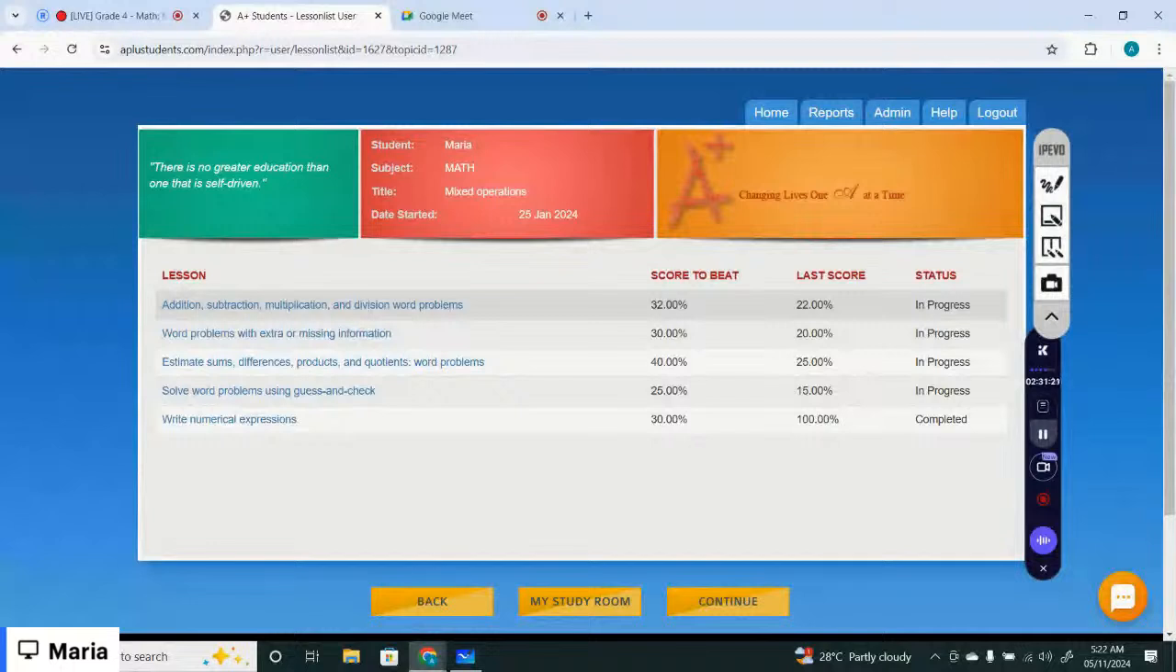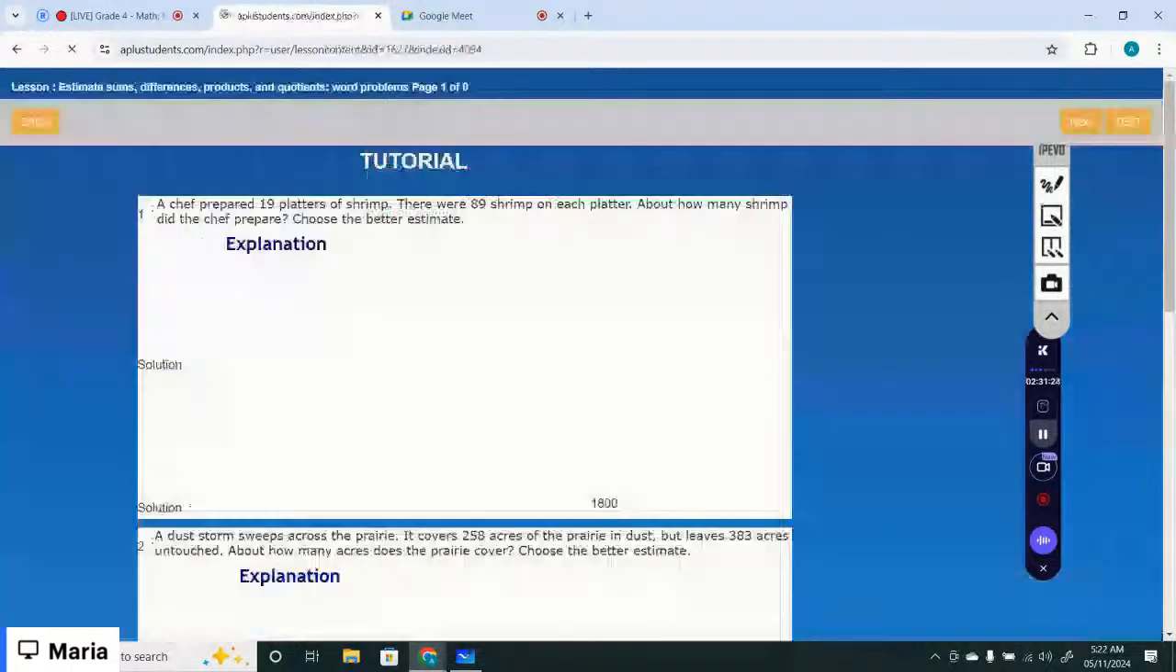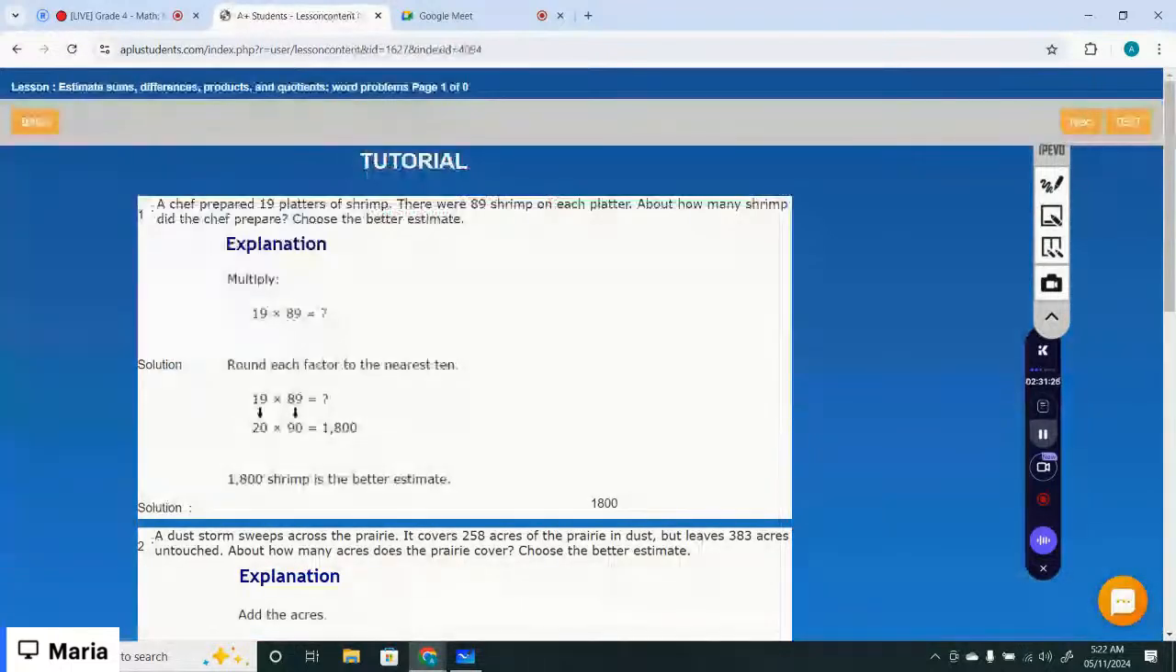The next lesson is estimate sums, differences, products, and quotients word problems. So let's just start with the first one. A chef prepared 19 platters of shrimp. There were 89 shrimps on each platter. How many shrimps did the chef prepare? So 19 platters, right? And each platter has 89 shrimps. So you have to do 89 times 19.